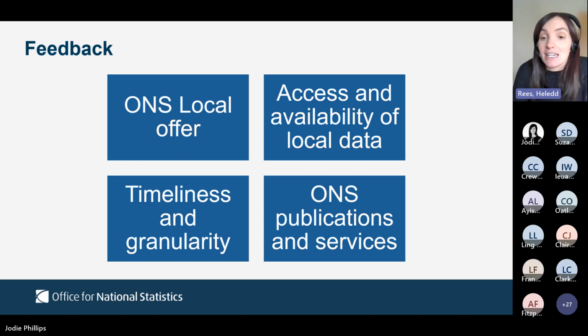So things like the geography has not always been useful for Wales, and often having to download everything just in order to get your local authority data. There's also things about small sample sizes in Wales and local level data not being as useful. And there's also an appetite to link ONS data sets to local data sets as well. So that's some of the local data feedback that we've had. Some feedback as well on timeliness and granularity that we're aware of.